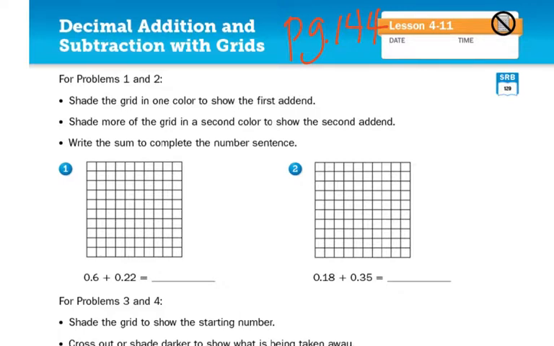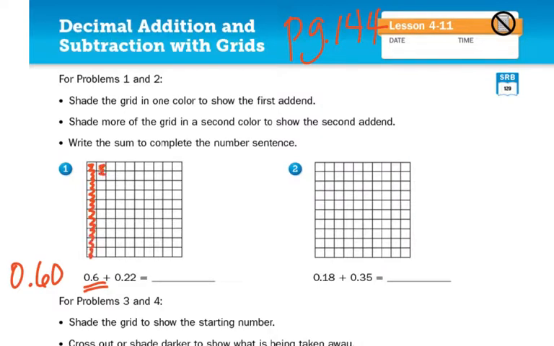So pause the video and go get 2 crayons, 2 colored pencils, or 2 markers. So I'm going to show 6/10. Now remember, it's not 600ths. I can put a 0 behind there. 6 tenths is the same as 60 cents. So I'm going to start off in 6/10.